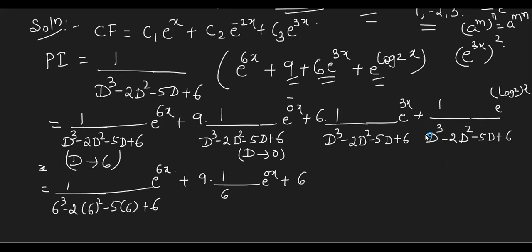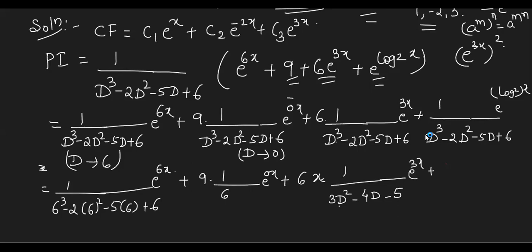Are you getting 0? Yes or no? Replace d by 3 and just check. Yes, ma'am, it is 0. So what has to be done? Multiply numerator by x and differentiate the denominator. D cube derivative: 3d square minus 4d minus 5.